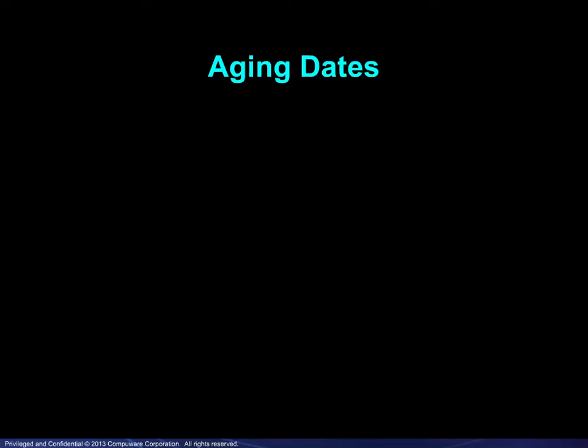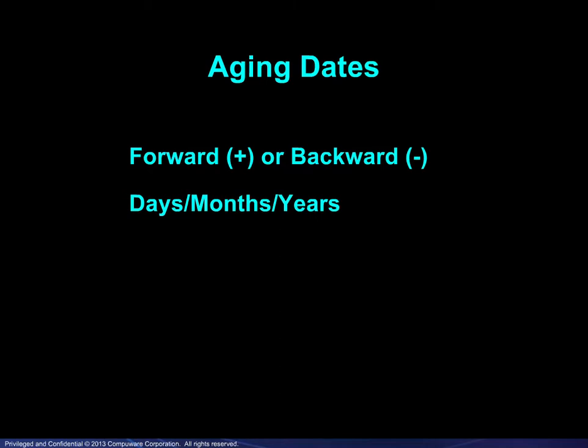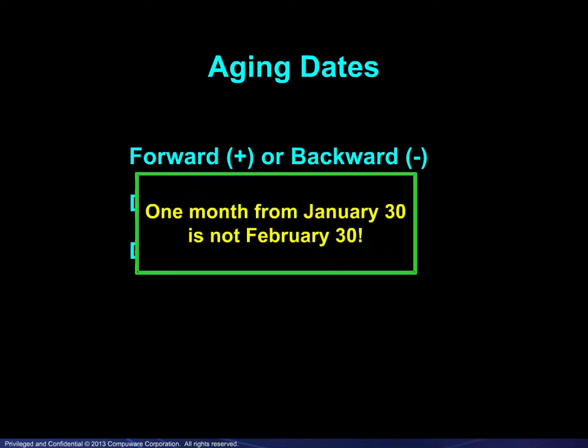Aging dates refers to changing them based on a set of rules. Aging may be forward or backward, and the units of change may be any combination of days, months, and years. Date arithmetic logic, of course, must be applied. For example, we all know that 1 month from January 30th is not February 30th.